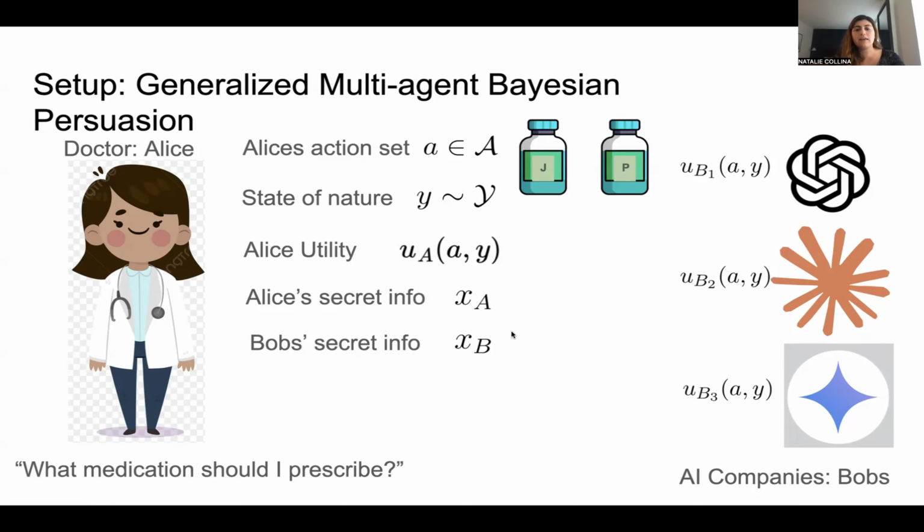And importantly, in this model, all the Bobs have the same secret information. We're motivating this by saying that all the large AI companies are essentially training on the whole internet. And so this secret information is that data. But it would be really interesting to see what happens if all the Bobs aren't the same. That would be a really interesting next step.